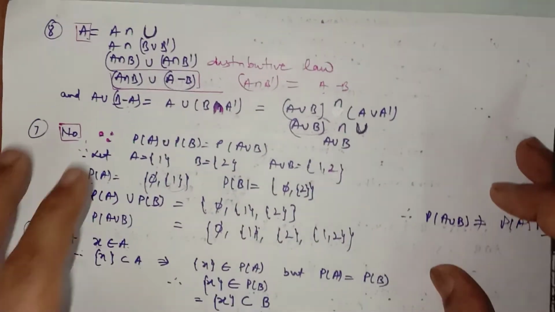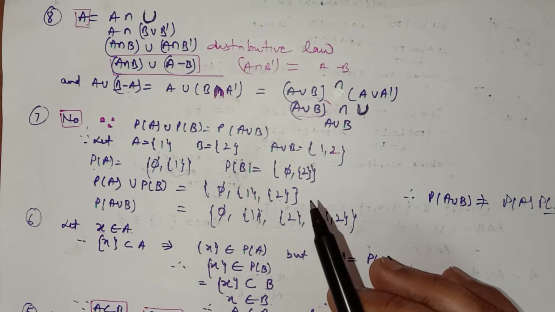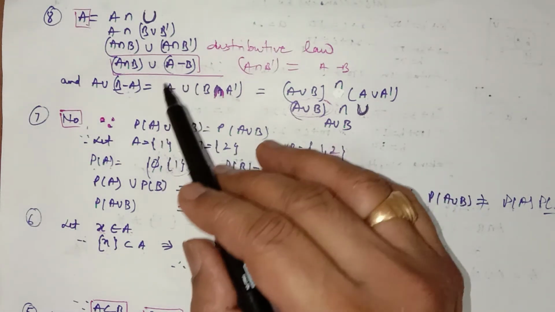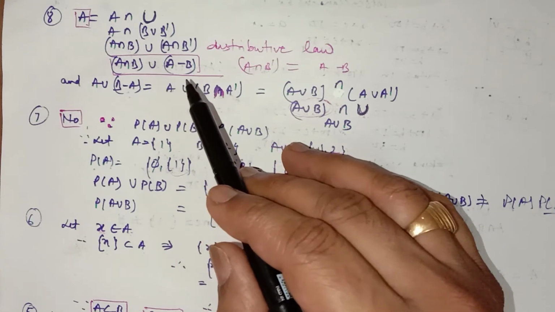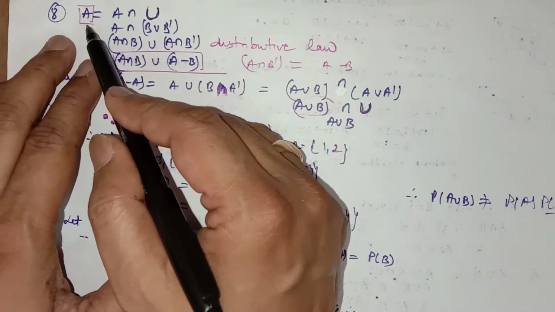In question number 8, you have to prove, read it very carefully, that A is equal to (A intersection B) union (A minus B), and in the second part you have to prove that A union (B minus A) is equal to A union B. Now we are starting with A.